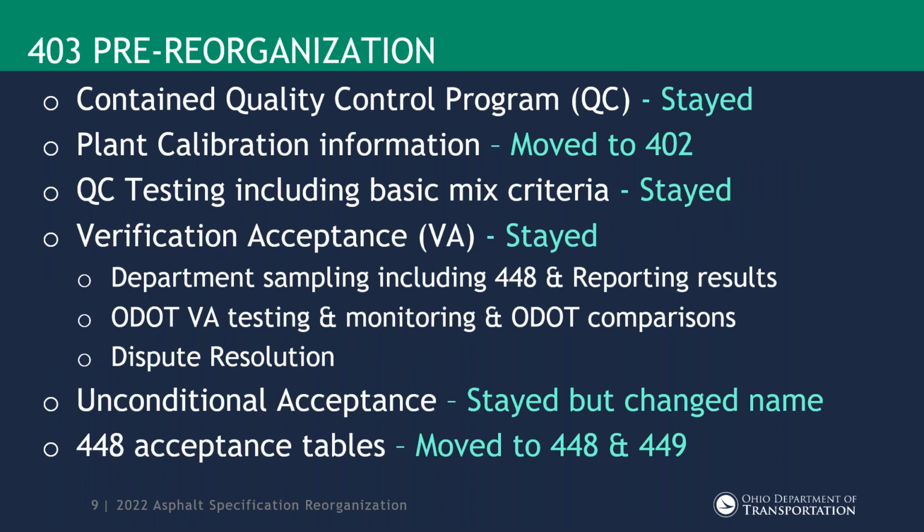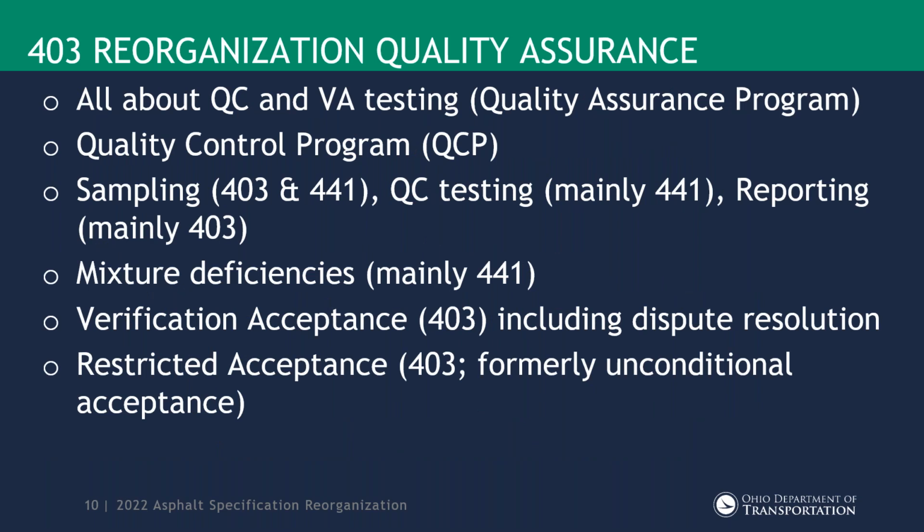So, just an overview of what stayed, what changed, what got moved. The 448 acceptances definitely got moved to 448 and 449. So the mixed testing part of 448 stays with the new 448. That's density only. And then that table also goes to 449 for the non-density 448 acceptances. So the new reorganization is now all about QC and VA testing.